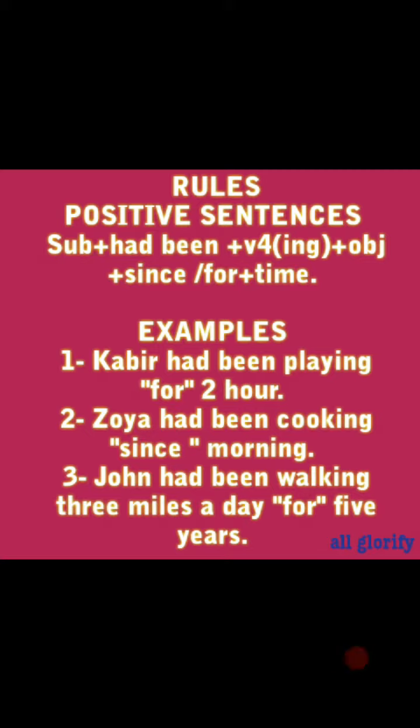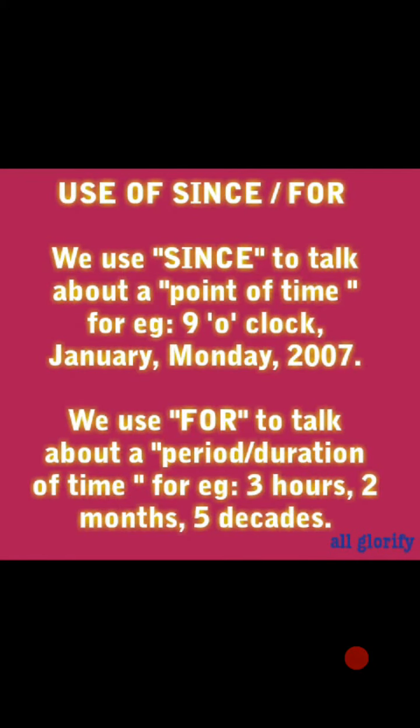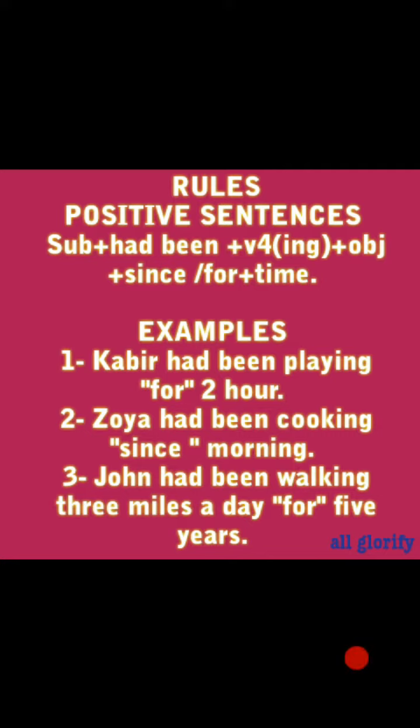Here we should know where we will use since and where we will use for. So the use of since and for are: we use since to talk about a point of time. For example, 9 o'clock, January, Monday, 2007, etc. We use for to talk about a period or duration of time. For example, 3 hours, 2 months, or 5 decades. Fine. So let's move on.